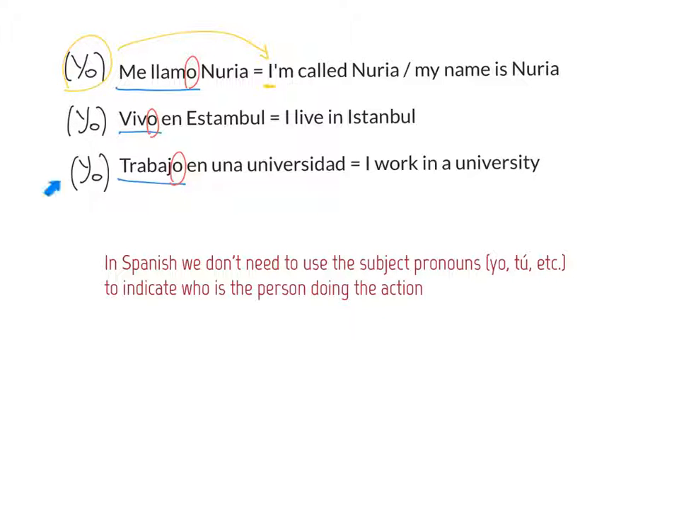As you can see, I left the subject yo in brackets because in Spanish we don't need to use the subject pronouns yo, tú, él, etc. to indicate who is the person doing the action.